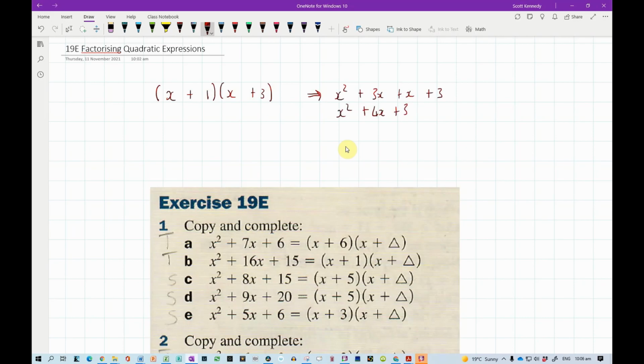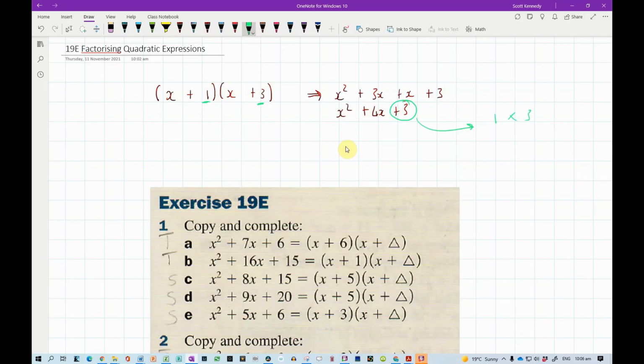Now, factorizing is working backwards. What we want to do is work from this here and get our way back to this here. So how do we do that? Well, you know that this here is the result of this multiplied by this. So you look at all of the factors of that number.